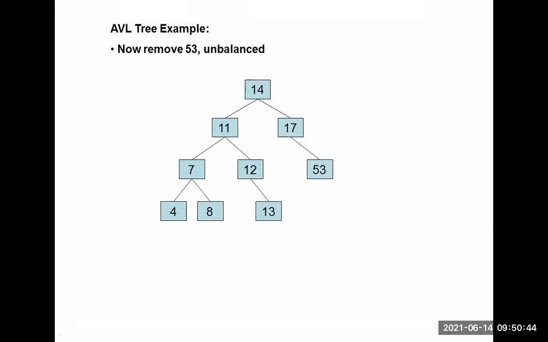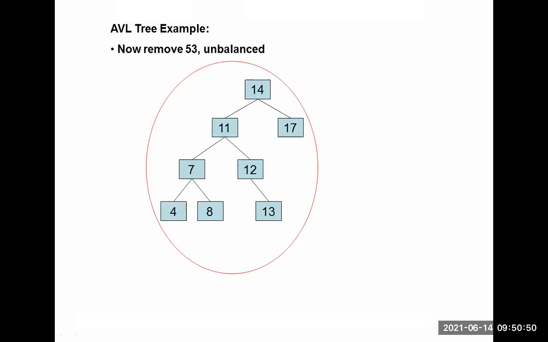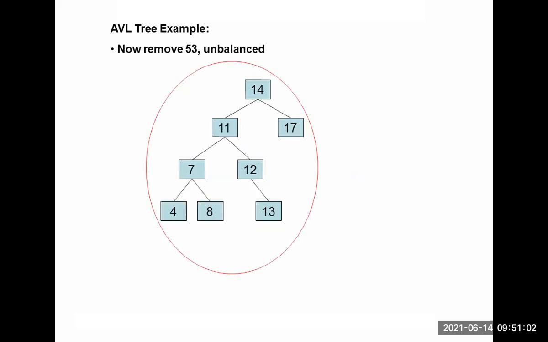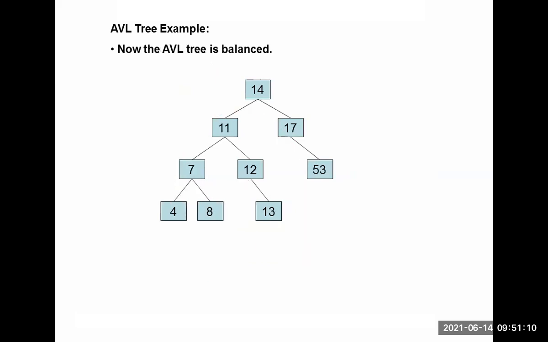Then what we have to do is perform a right left rotation. A left right rotation is there. I just perform left and right rotation. Okay, then I change. So here 53 is there. Now you insert it, then the AVL tree is balanced.